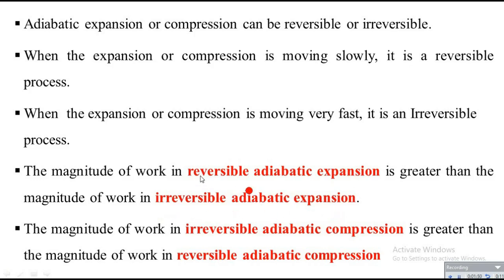When you are in reversible adiabatic expansion, we have more magnitude of work than when you are in irreversible adiabatic expansion. One is the reversible expansion, another is the irreversible expansion. Again, when you have compression, irreversible adiabatic compression is the one which has a higher magnitude of work compared to reversible adiabatic compression. We have seen this last time.